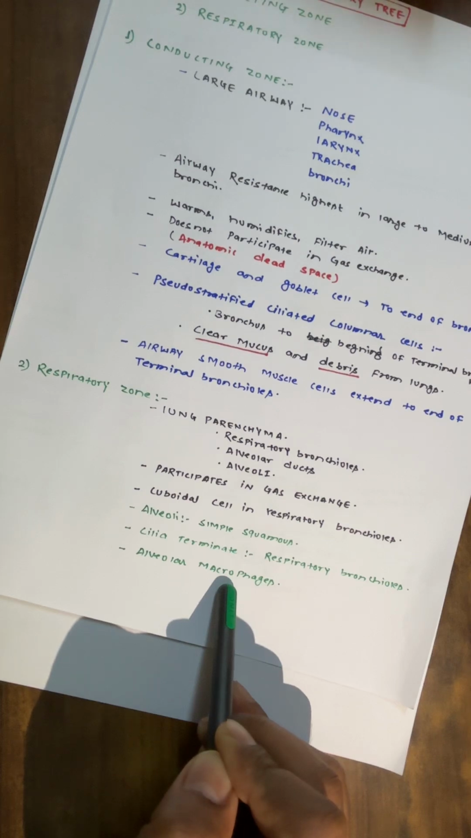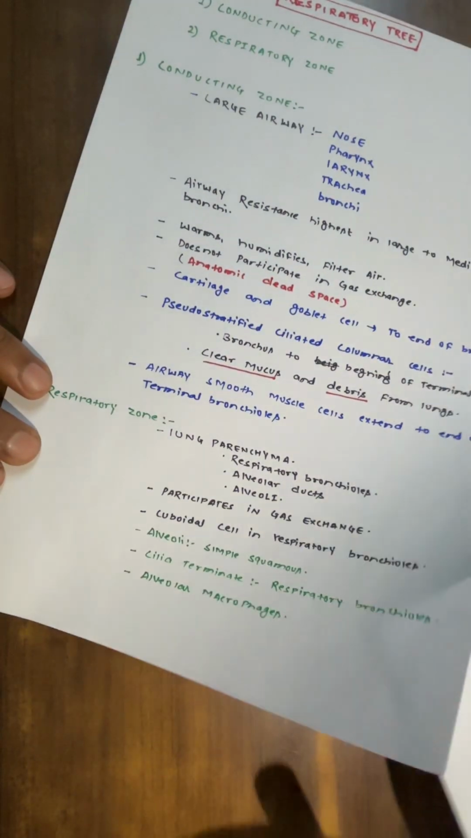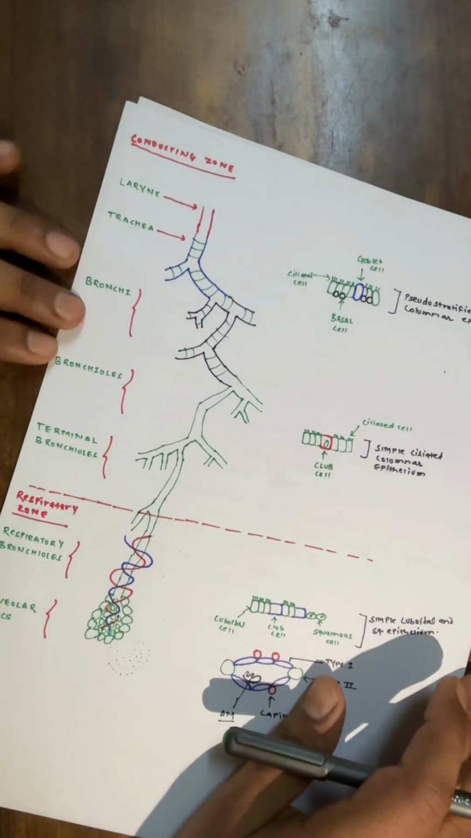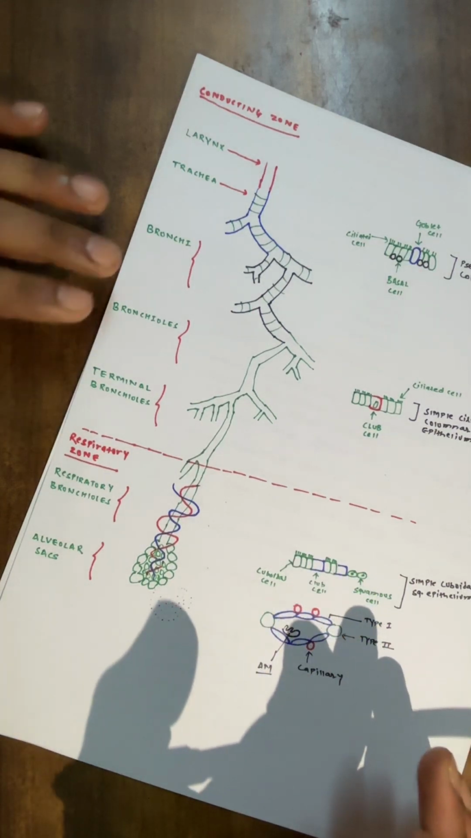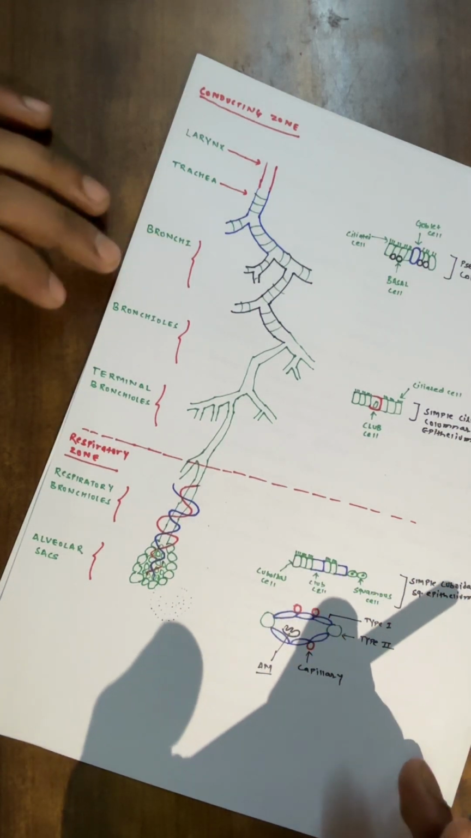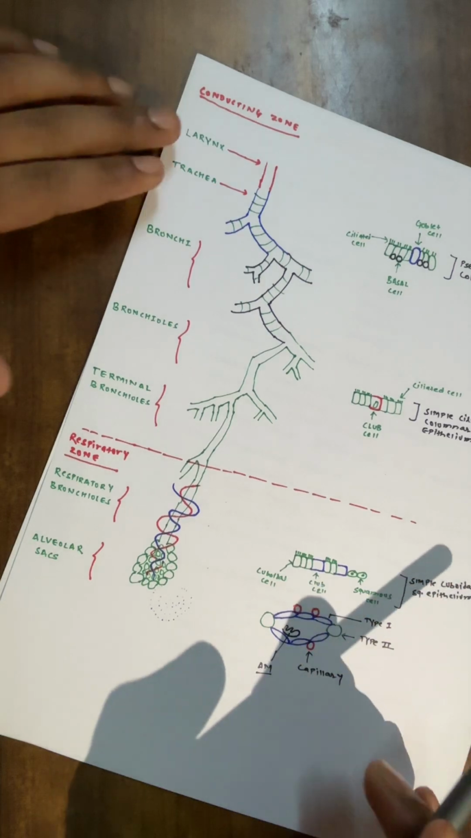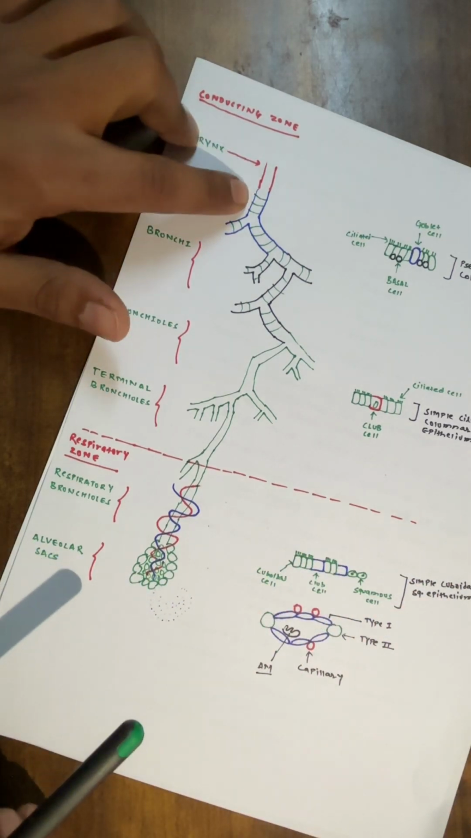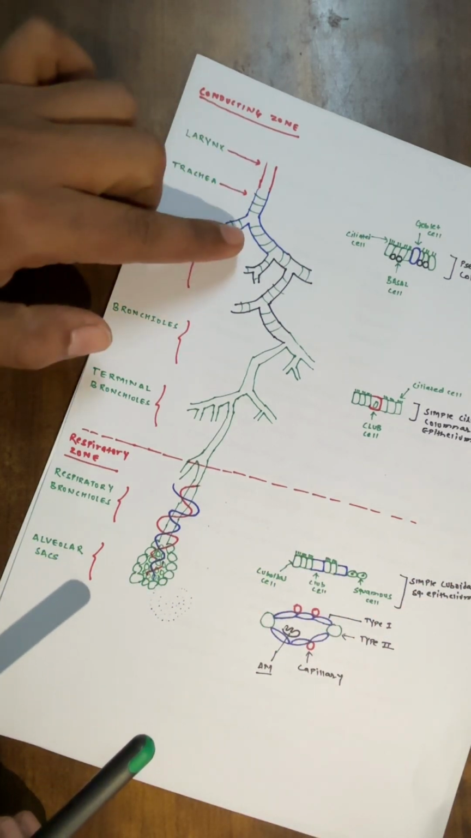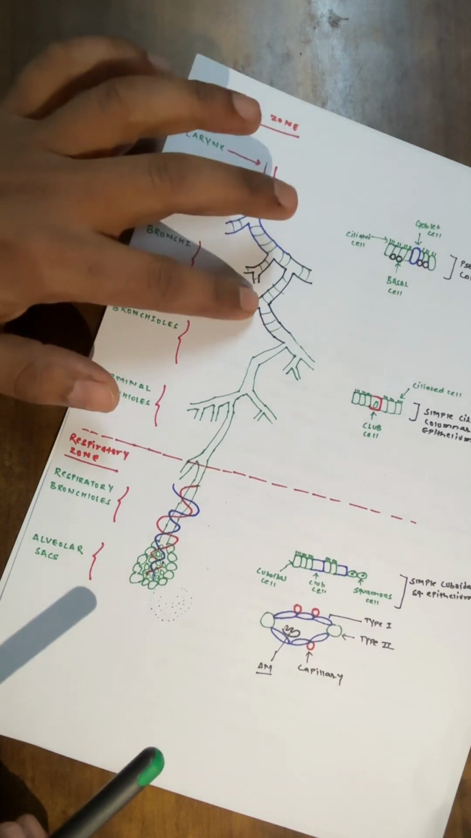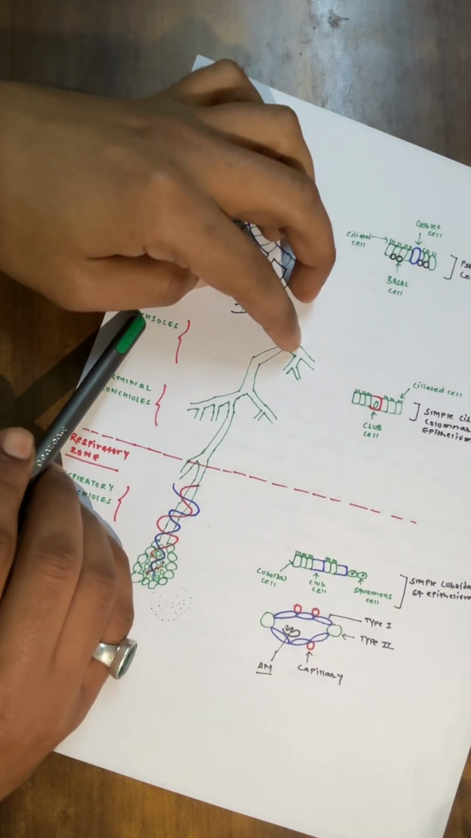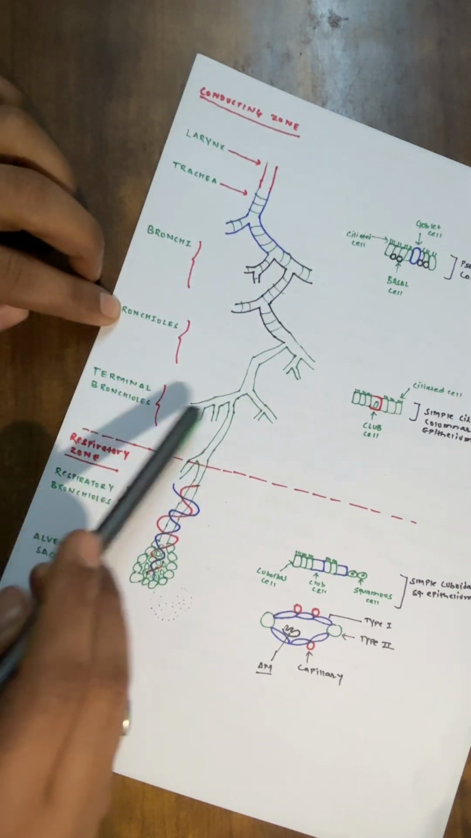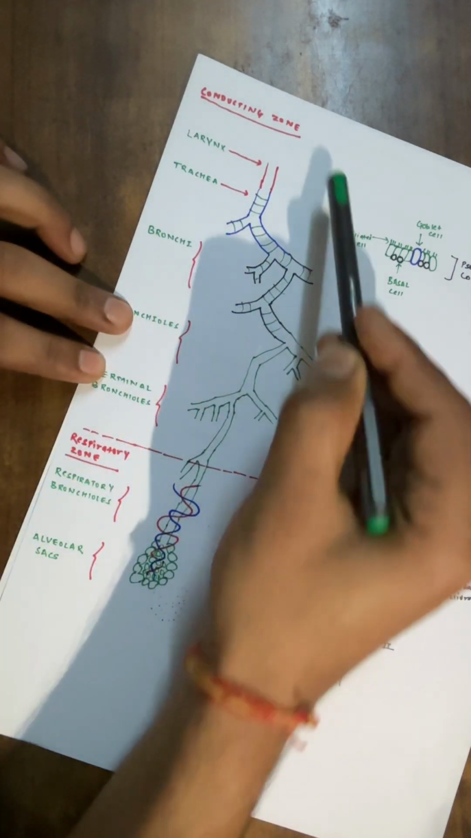Now we'll talk in detail about this structure. This figure is very important because whenever we study the lungs, we always get confused about whether bronchi come first, or bronchioles, or terminal bronchioles. Always remember that the trachea divides into bronchi, then the bronchi form bronchioles, and these bronchioles lead to terminal bronchioles. This part is the conducting zone.